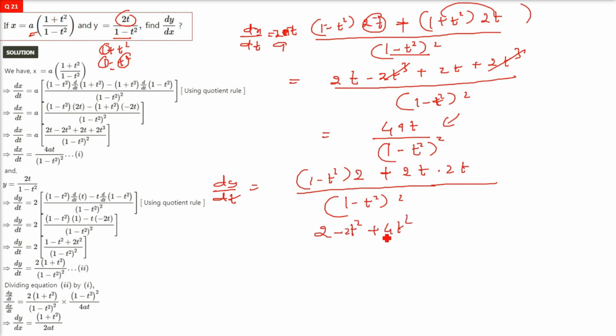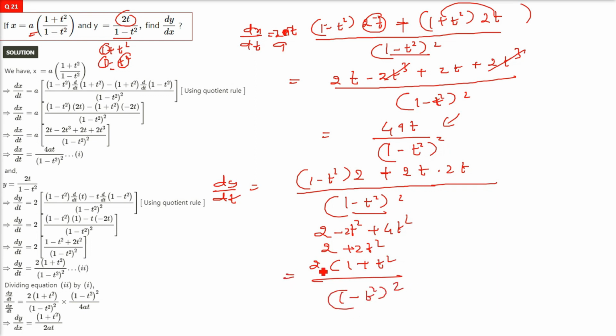So what do you get here in the numerator? 2 plus 2t square, because 4t square minus 2t square will be 2t square. You have 2 plus 2t square. So you can take 2 common. It will be 1 plus t square, over (1 minus t square) whole square.